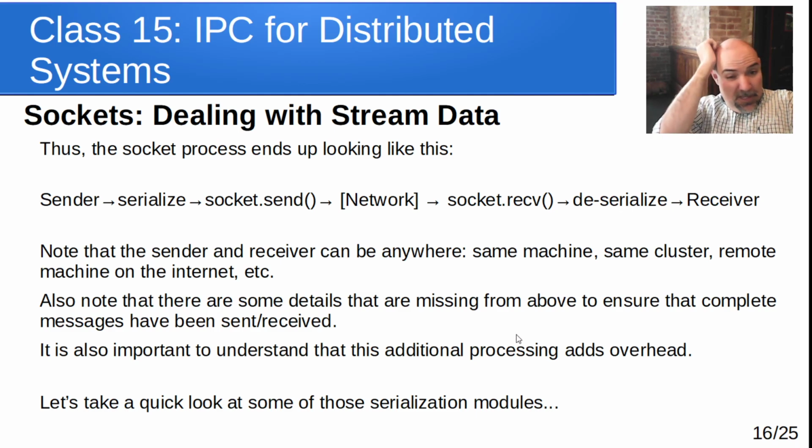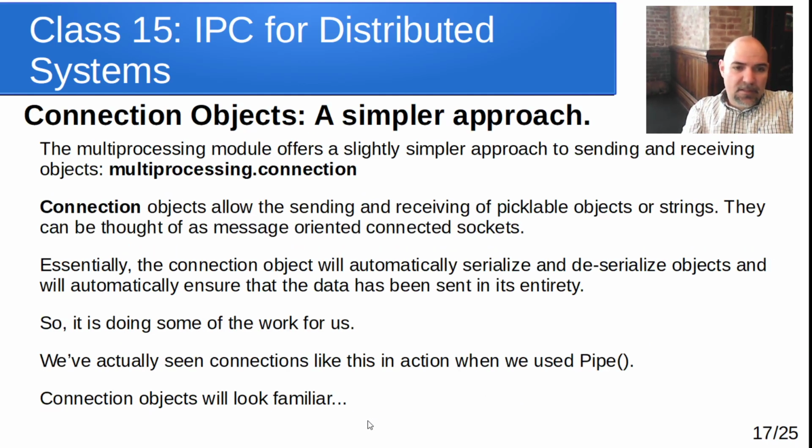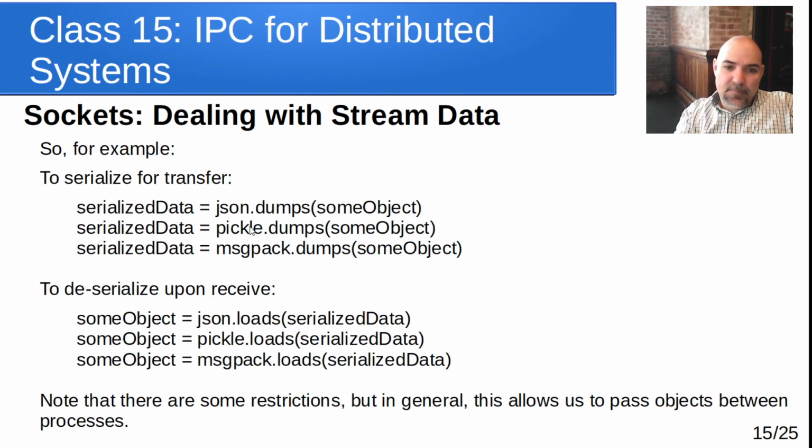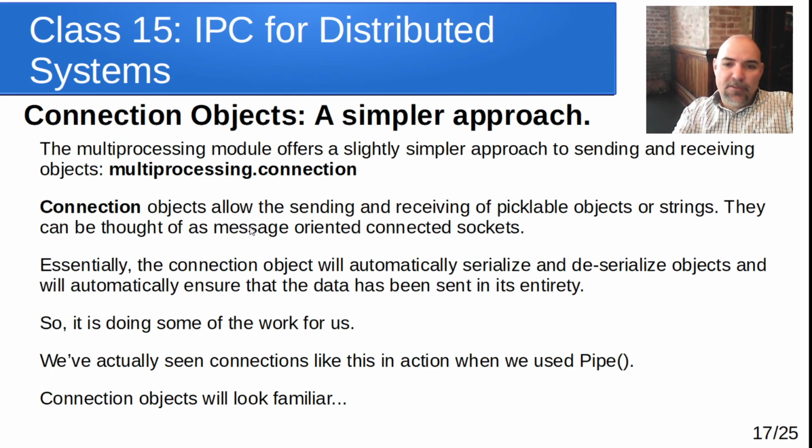And let's take a quick look at another, simpler approach that abstracts some of that for us, and that's this connection object. That's part of the multiprocessing module itself. It offers a slightly easier way to send and receive objects with multiprocessing.connection. Behind the scenes, it uses pickle, which is Python's built-in way of doing that. And so anything that can be pickled can be sent across a connection object.